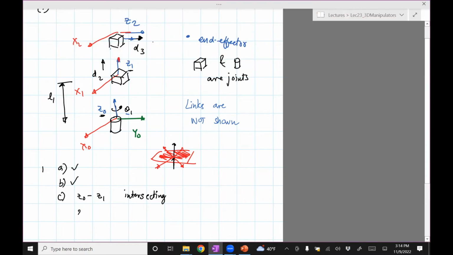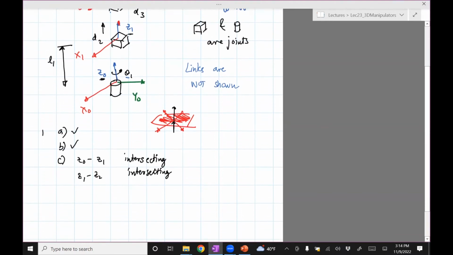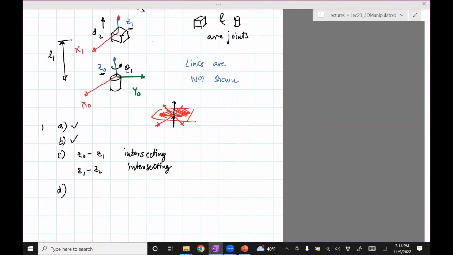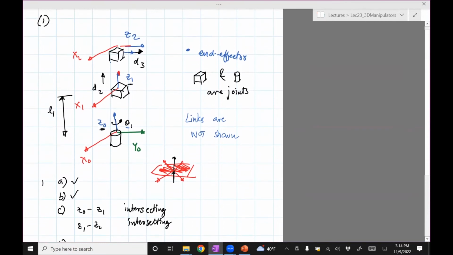So here, P1, Z2 is intersecting. That's why I chose what I chose. Okay, so we're done with number C. Let's go to number D. Number D says, how do we choose the coordinates for the end effector?